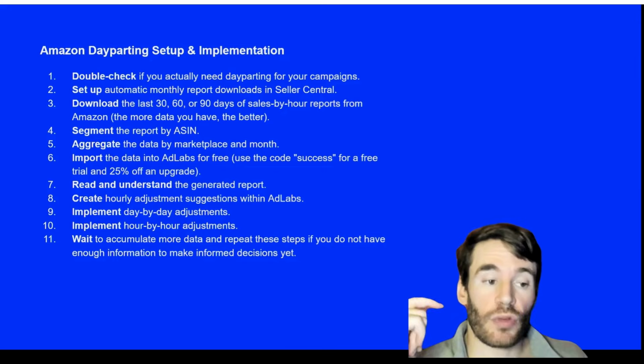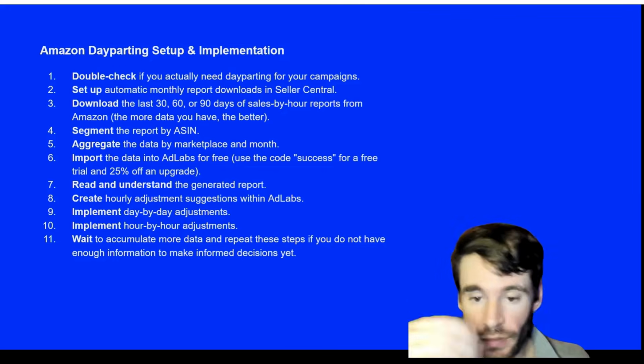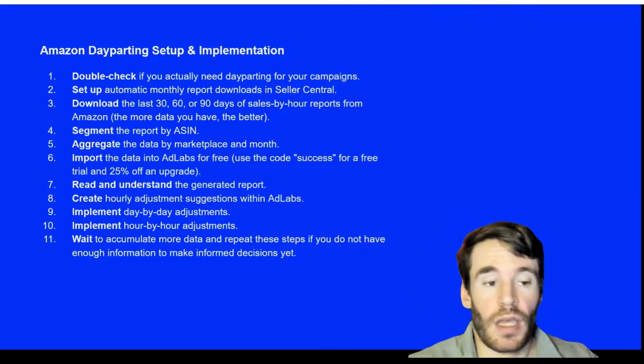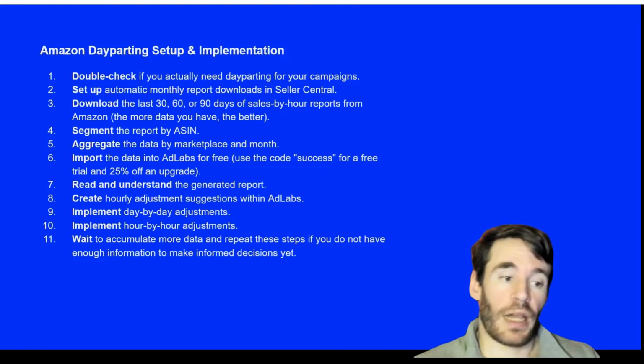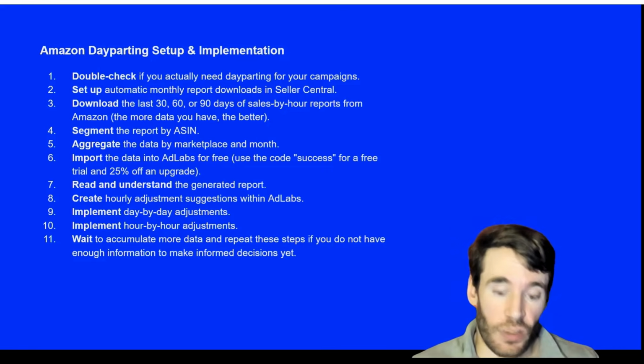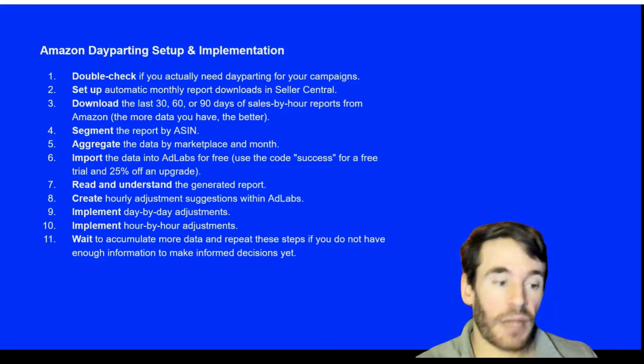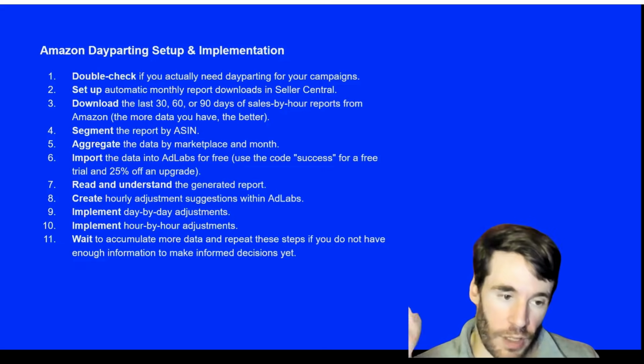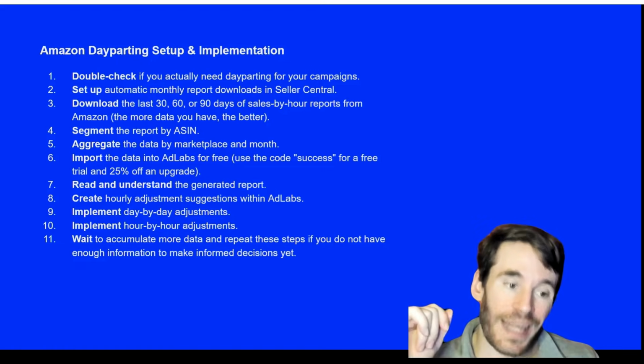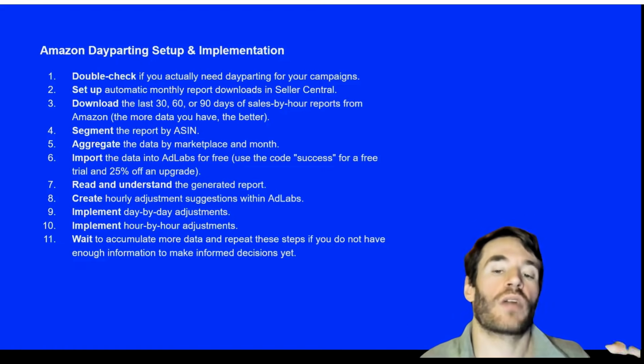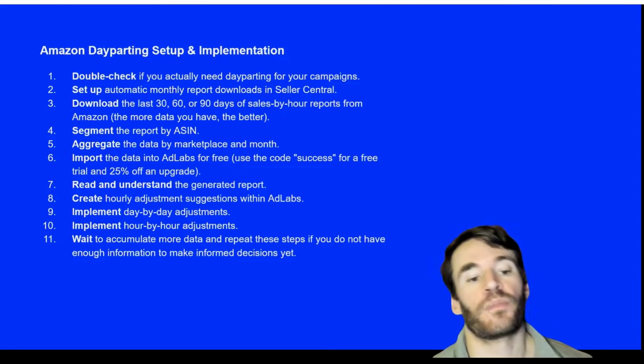Step seven, you need to read the report and understand the results that the AdLabs software is giving you, because it's giving you very advanced, good advice that you should check. Step nine, you need to implement day-by-day adjustment. Step ten, hour-by-hour adjustment. Step eleven, you need to wait to have more data if you don't have enough data.